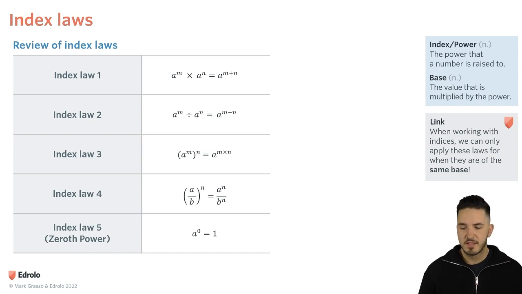Some of the key terms that we need to refer to are index and power, so the power that a number is raised to, and base, the value that is multiplied by that power. In index law 1, for example, the base is a, and it's being raised to the power of m.